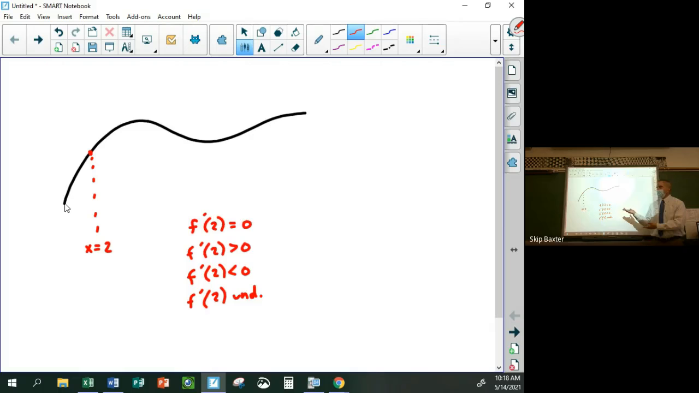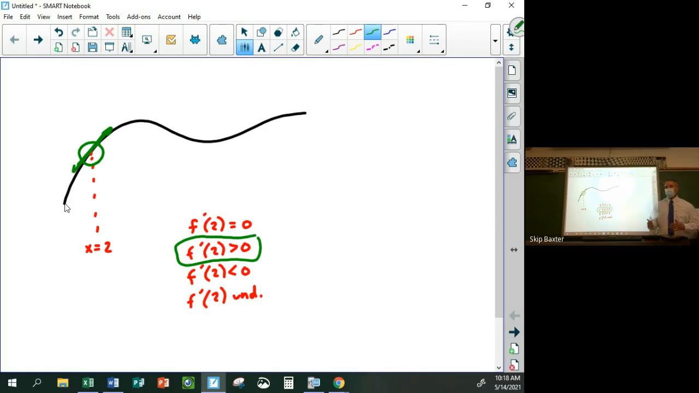So what would you say here? Positive. It's definitely positive, right? Because if you just zoom into that, it looks like a positive slope, right? A positive slope line. And so that's what the derivative is. It's the slope of the tangent line. So the answer would be B or whatever, okay?